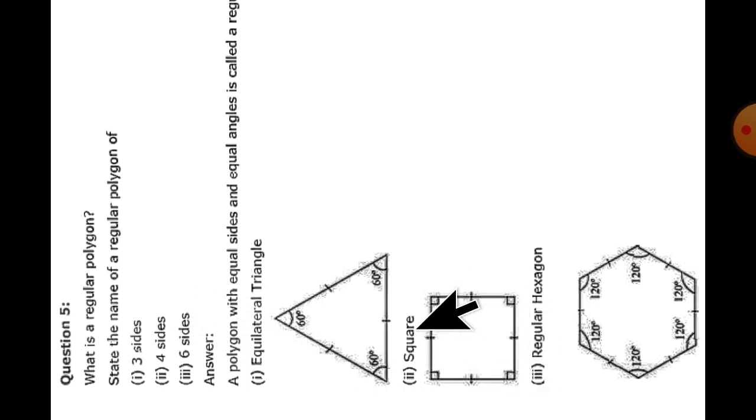The third one is 6 sides. 6 sides means it should be a hexagon, but it should be a regular hexagon. See, the number of sides is 6: 1, 2, 3, 4, 5, 6, and for the angle measurement, each angle is 120 degrees. And there are 6 sides of equal measure.